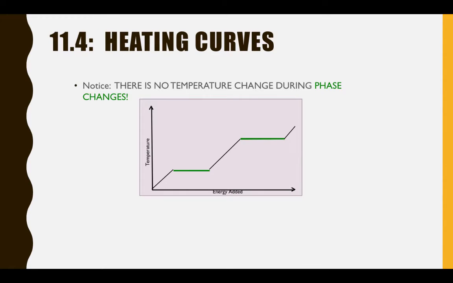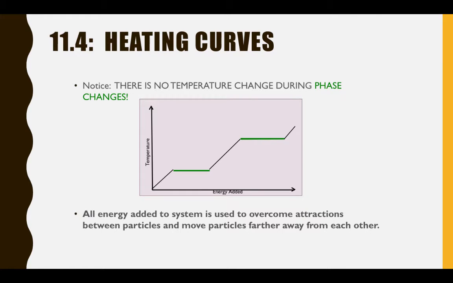So then, let's look at these horizontal portions of the graph. Notice at these portions of the graph where we're undergoing phase changes, there is no temperature change. However, we are still adding energy since we're progressing along the x-axis. So then where is the energy going? In this case, all of the energy added to the system is used to overcome the attractions between particles and move the particles farther away from each other.